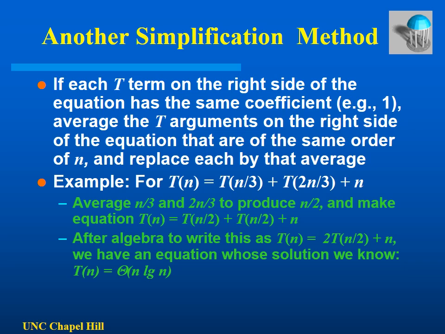Okay, so that was the third simplification method, the recursion tree method that yields an iteration or a summation, if you will, and then you can evaluate those sums.